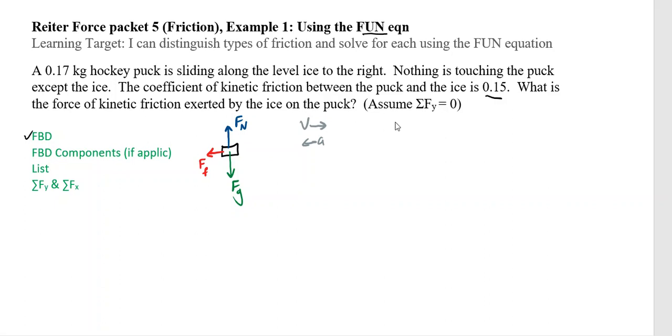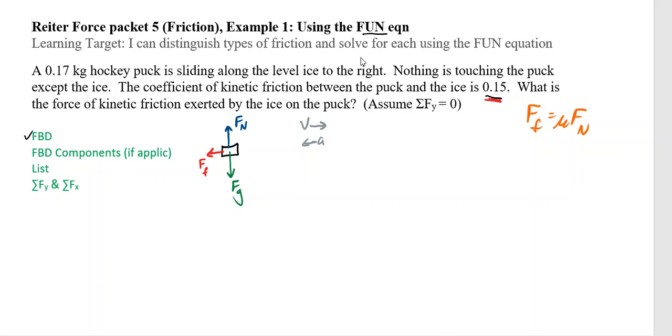The object is sliding to the right. I don't need to create a new FBD for the components because there are no angled forces that I need to break down. So I'm going to try to deal with this equation here. The only equation that we have that deals with coefficients of friction is going to be the fun equation. So let's write out the fun equation. Force of friction is equal to mu times force normal. And in order to use the fun equation, I'm going to need the mu, the normal, and the friction, or at least I'll be solving for one of those, right?